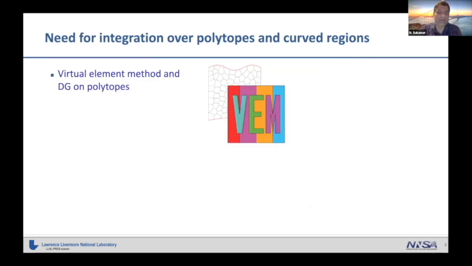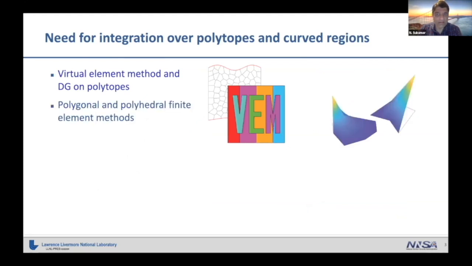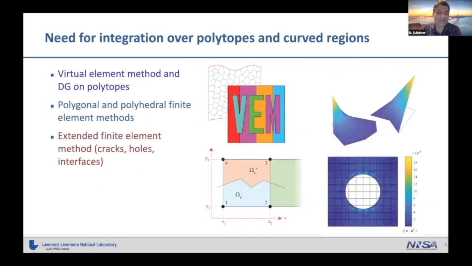So I already mentioned some of these methods, but I'll just go through it again. We have VEM and DG, and many talks in this workshop are on this topic. And polygonal and polyhedral FEM methods, where it came from, all those efforts in this direction. And I mentioned XFEM, where you can have cracks and holes, and you end up with these polygonal shapes where you have to do integration over these shapes.